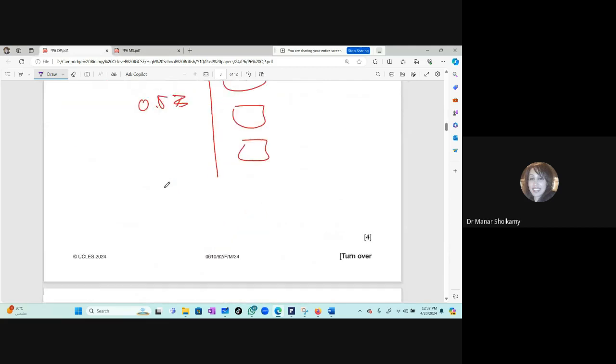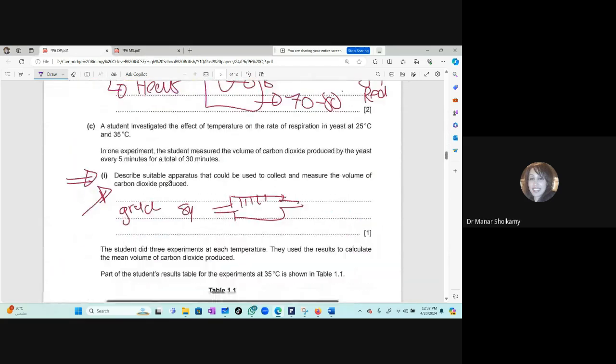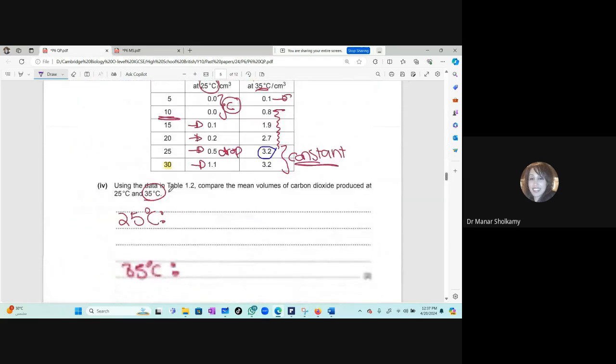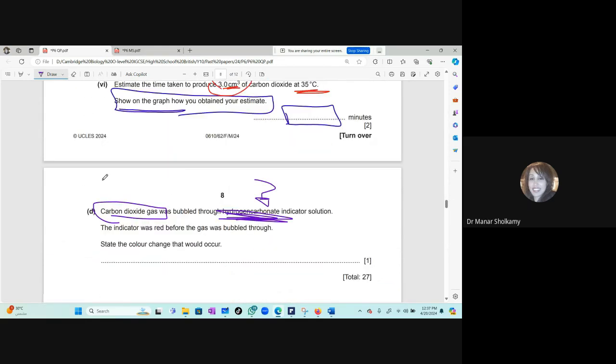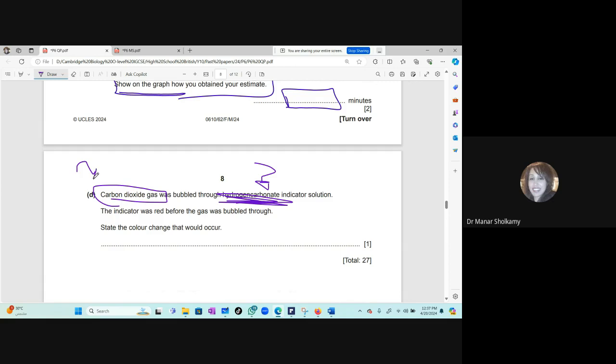It is going to be yellow. I'm very surprised by this question because hydrogen carbonate is not core. Hydrogen carbonate is only supplement. So I'm very surprised that this question came in paper 6, because paper 6 is both core and supplement. Hydrogen carbonate, when it is basic, when it is alkaline, is purple. When it is acidic, it is yellow. And in normal concentrations of carbon dioxide, it is orange.